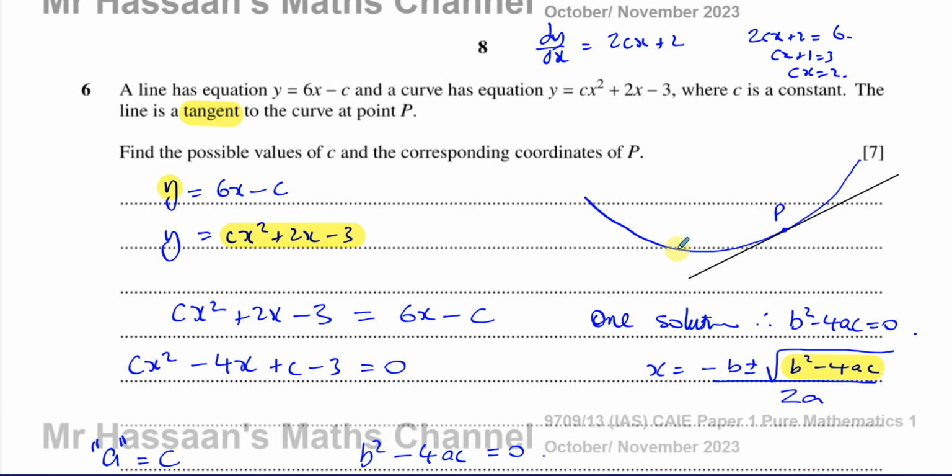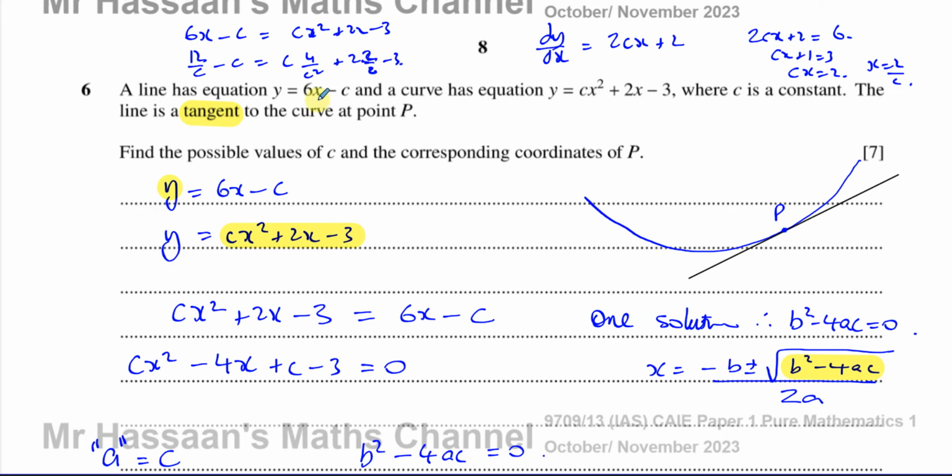And then, at the point where P is, the curve and the line intersect, so we can say 6x minus c equals cx squared plus 2x minus 3. Let's replace the x with 2 over c. Then you have 6 times 2 over c, which is 12 over c, minus c equals c times 2 over c squared, which is 4 over c, plus 2 times 2 over c, minus 3.